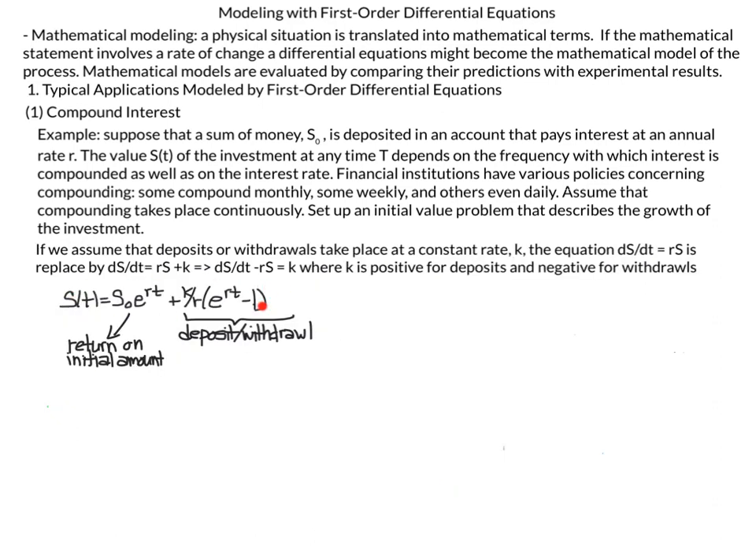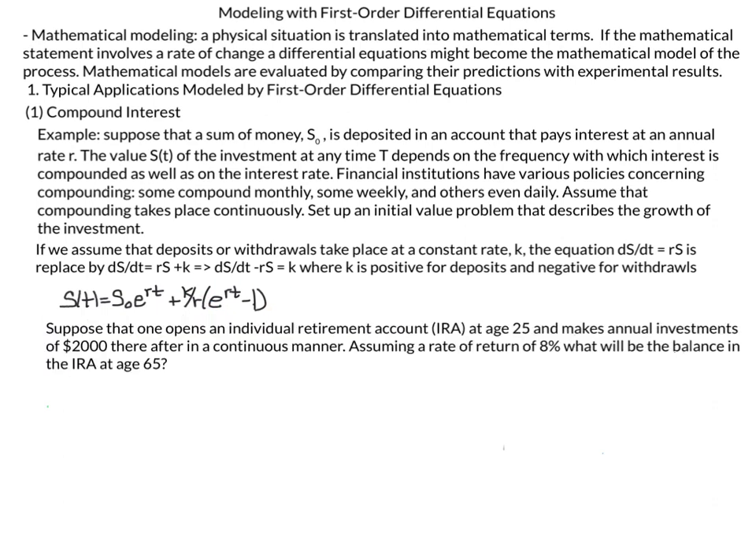Here I have rewritten my solution from the other side, so I can point out that s of t is composed of these two terms. The first term, s naught e to the rt, is the return on my initial value s naught. Here, the k over r times e to the rt minus 1, that's the component that comes from my deposits and withdrawals. And here it is for everyone who earns an income.